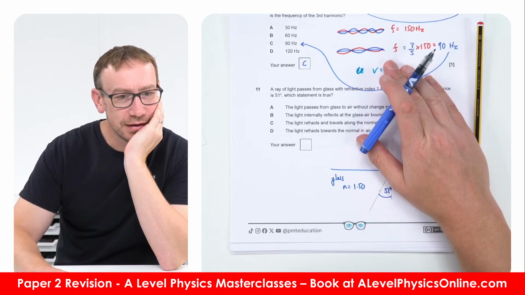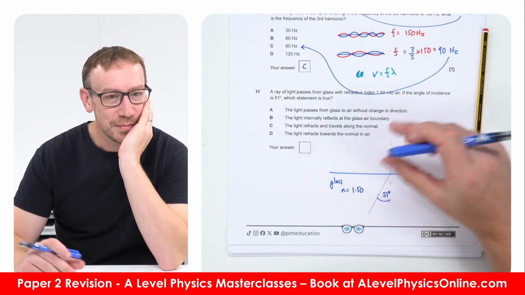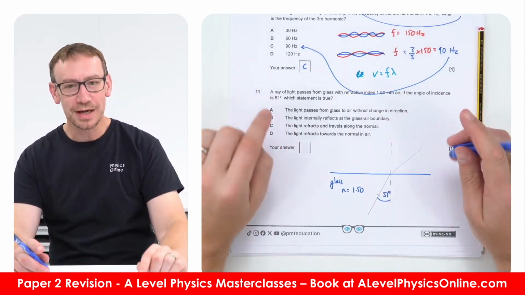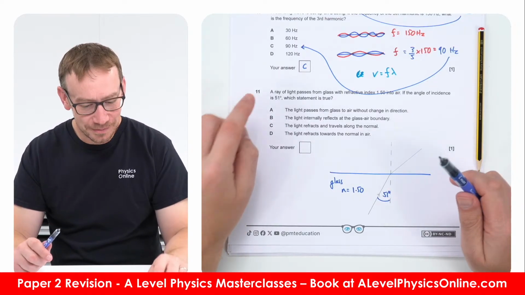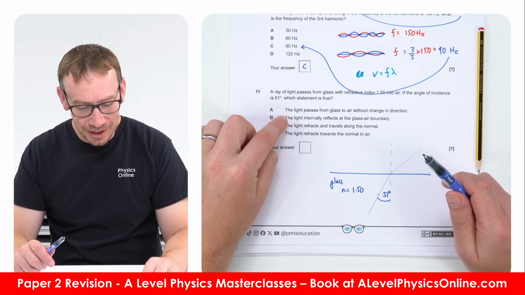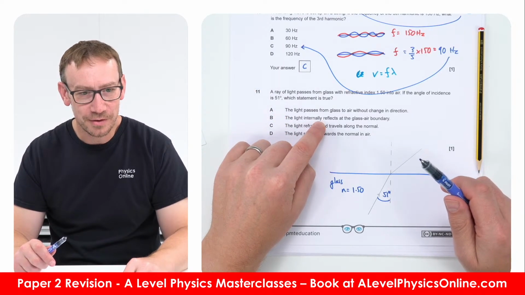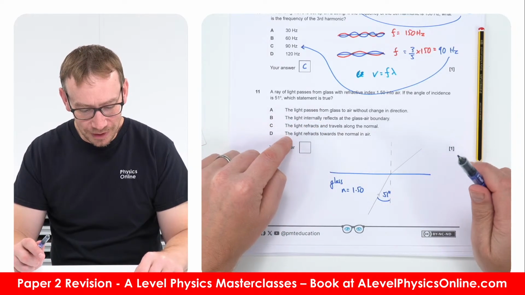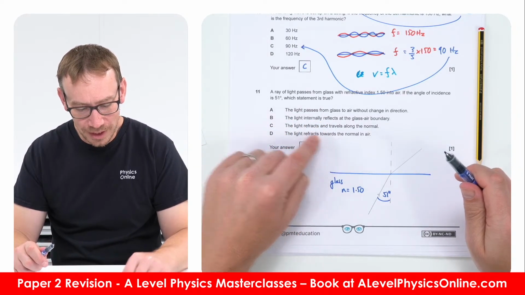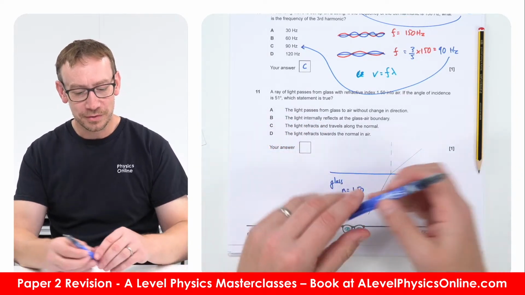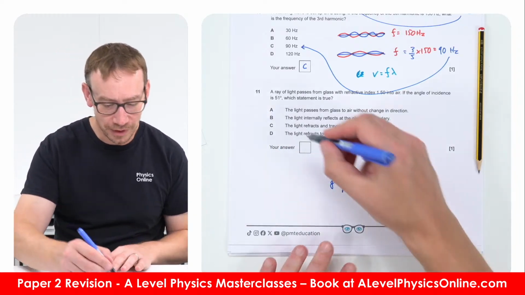So let's have a look. Right, in the chat, people are saying it's B. It internally reflects off the glass air boundary. Only D makes sense. The glass refracts towards the normal in air, so that can't be true because it would have to refract away from the normal, so it can't be D.